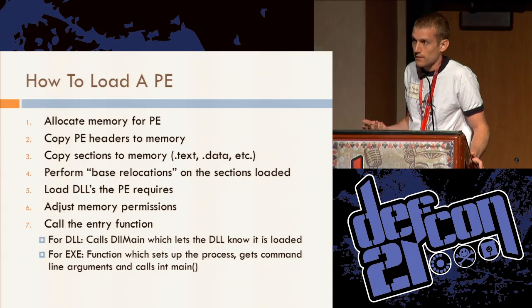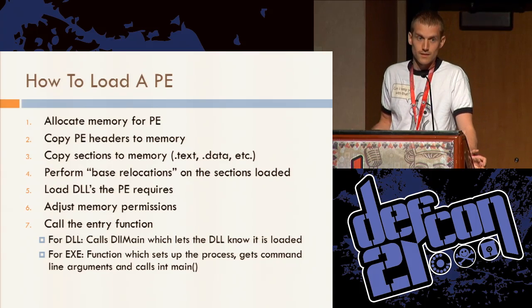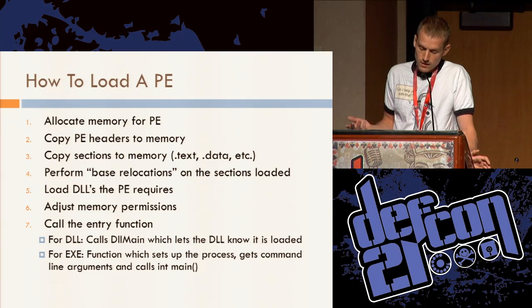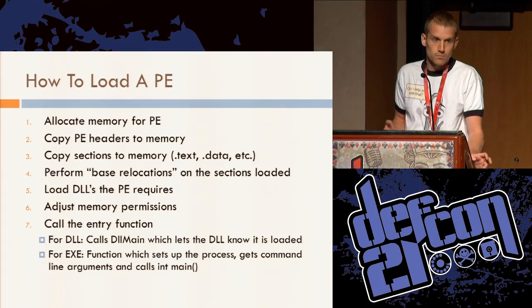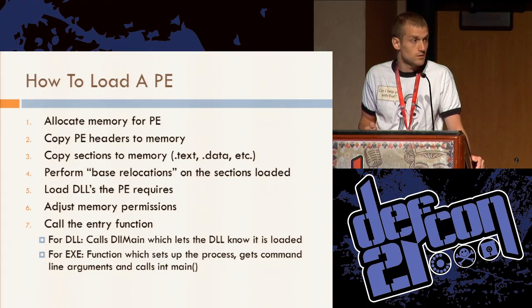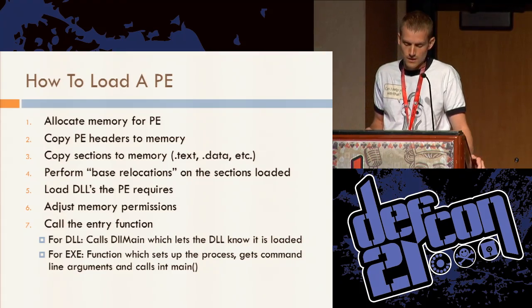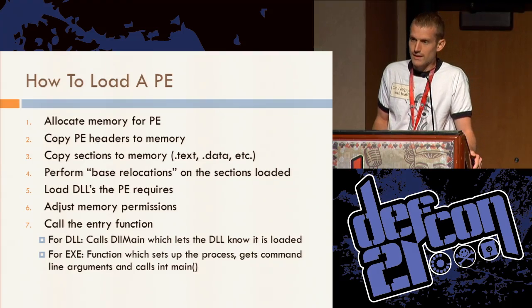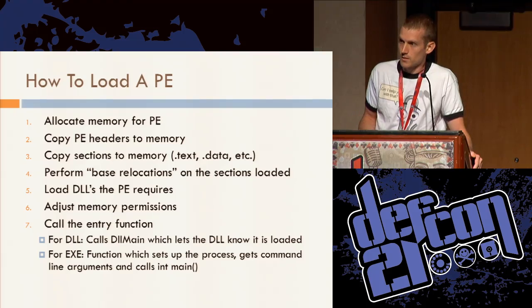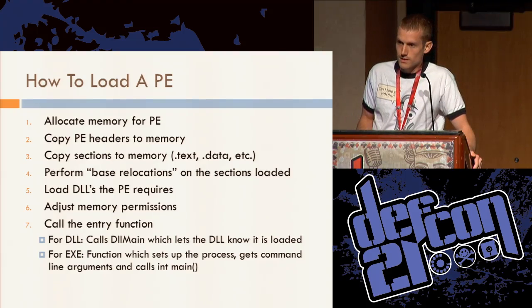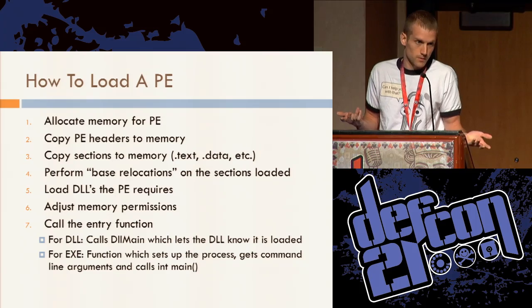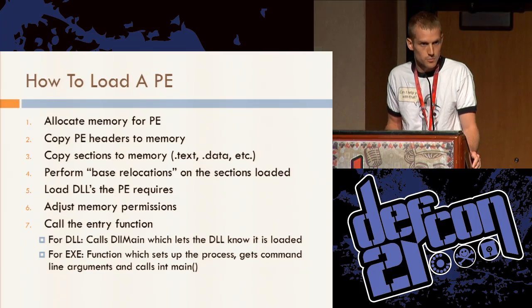Next, the PE file that you're loading is probably going to have dependencies on other DLLs, so you need to load those. And then the last thing that you're going to do is call the entry function. For a DLL, this is the DllMain function, which just lets the DLL know that it's been loaded. And for an exe, it's going to be a function which does some initialization, and then eventually will call int main in C or C++, or the equivalent in other programming languages.